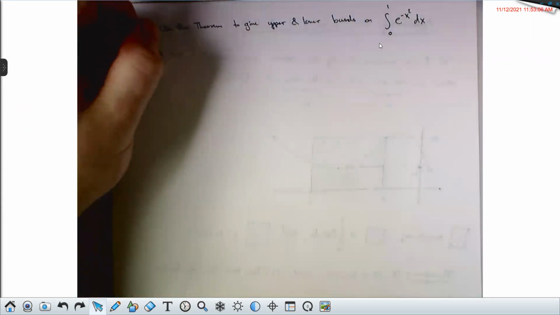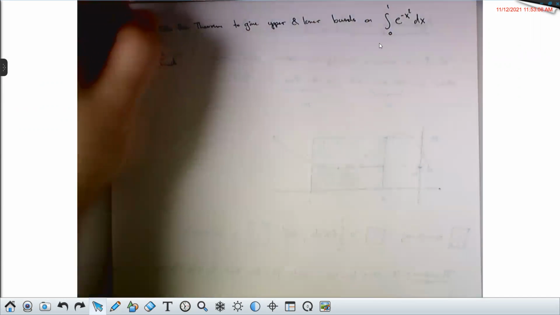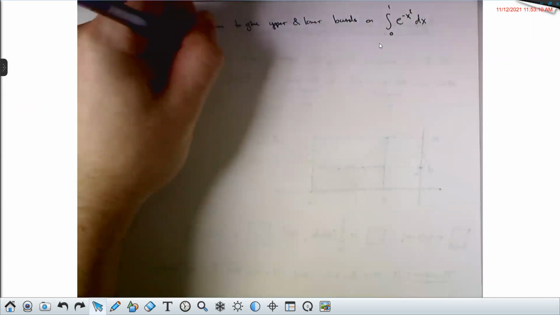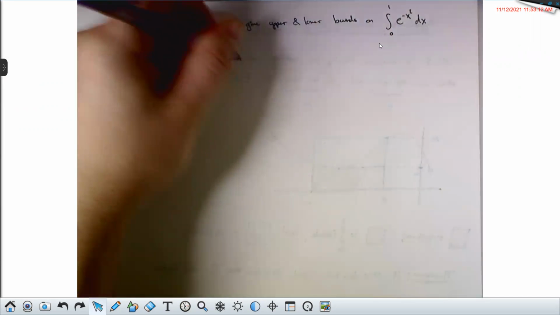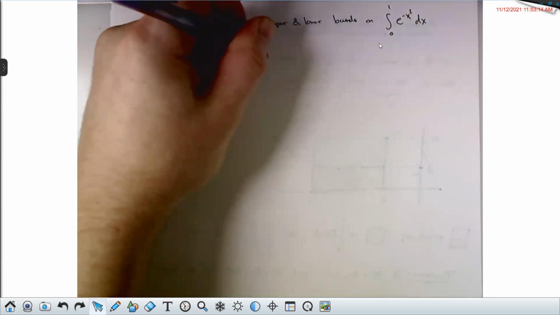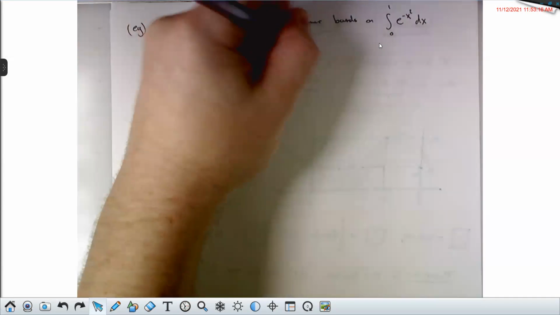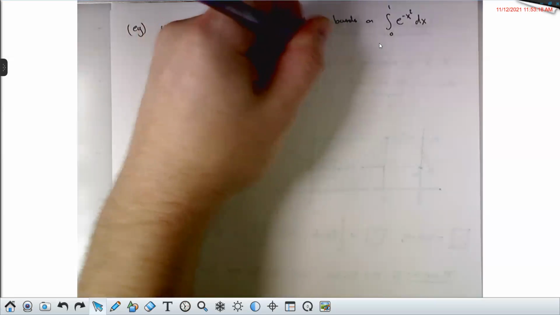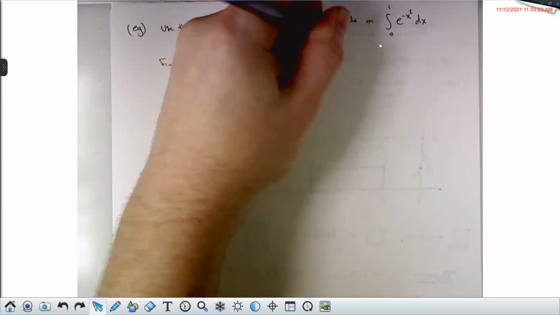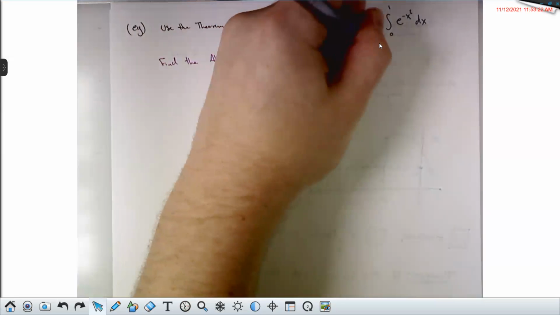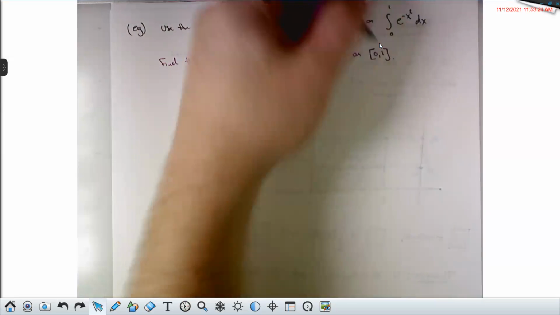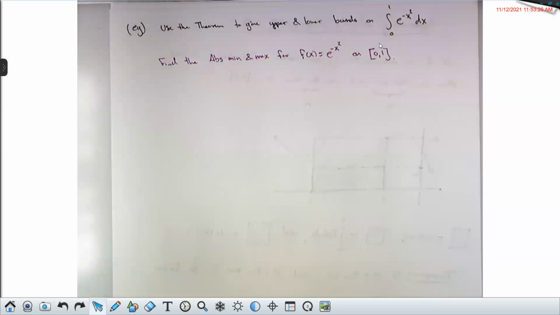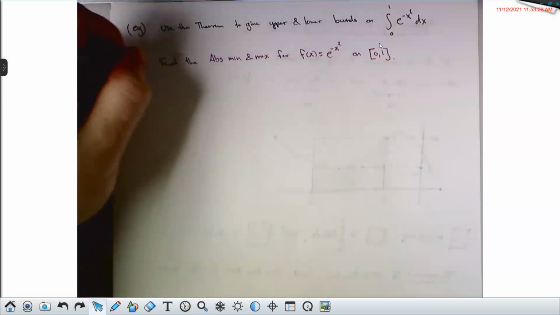To do this, I need to find the absolute min and max for the function f of x equals e to the negative x squared on the interval 0, 1. And to find those, I use my closed interval method.